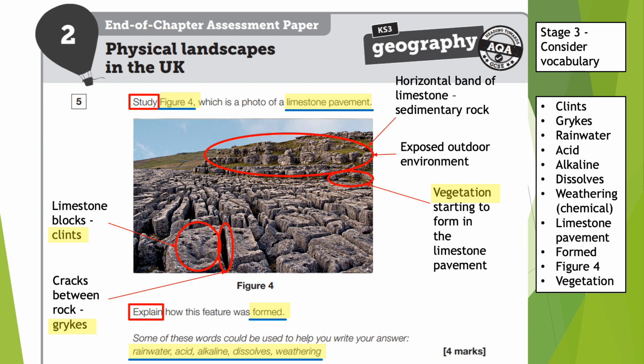Now, we've gone through some of this geographic vocabulary as we've gone through this presentation already. The ones we haven't looked at are those based right at the bottom of the question. Rainwater, acid, alkaline, dissolves, and weathering. You should have covered these in class.